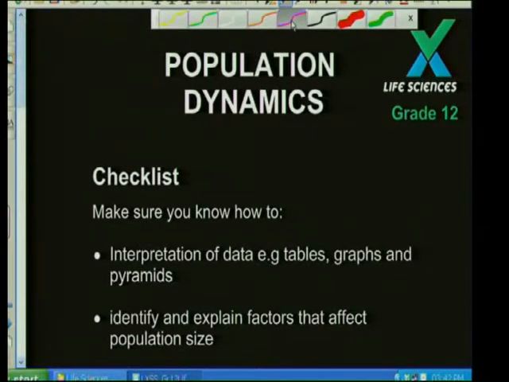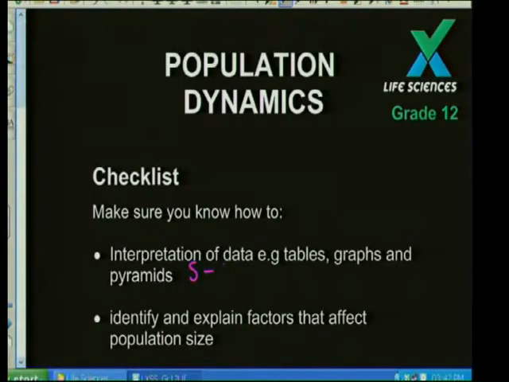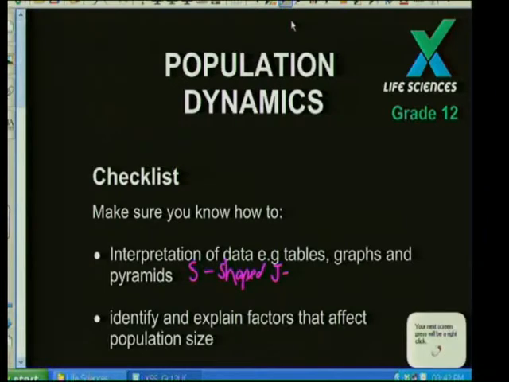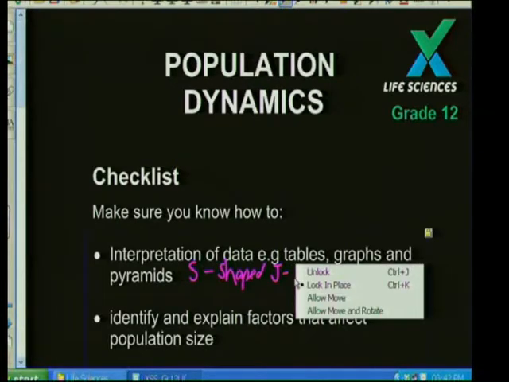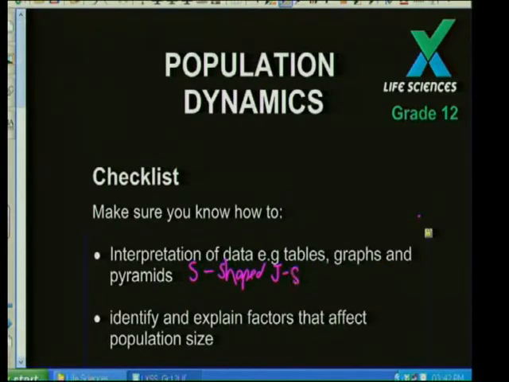When I talk about tables, graphs, and pyramids, go back into your books and you should find your S-shaped graph. Okay, you've got your J-shaped graph, all your different growth curves. All right, you have got all your different pyramids, showing developing countries, developed countries. All of those are ways in which we can show trends in population.